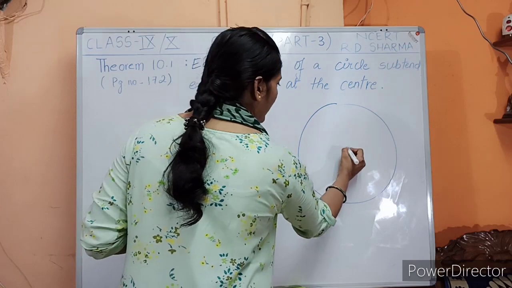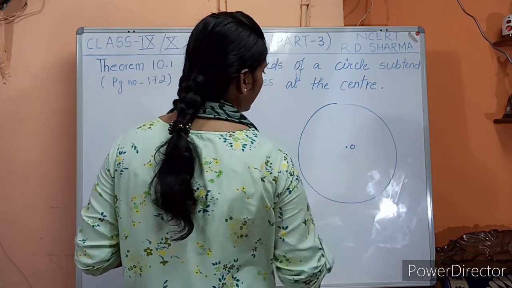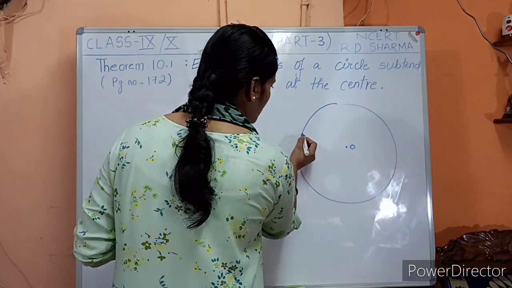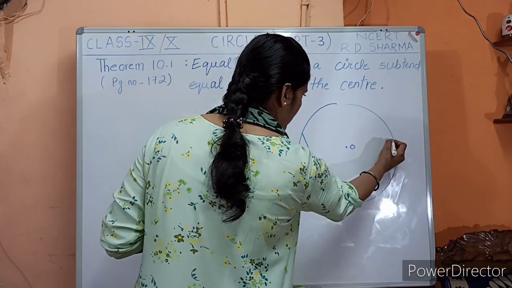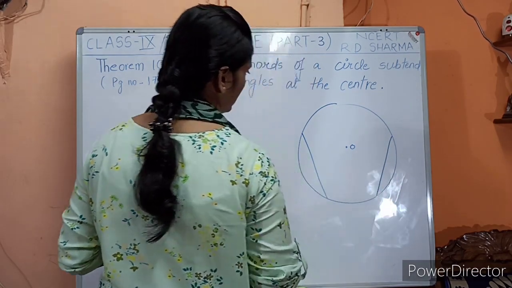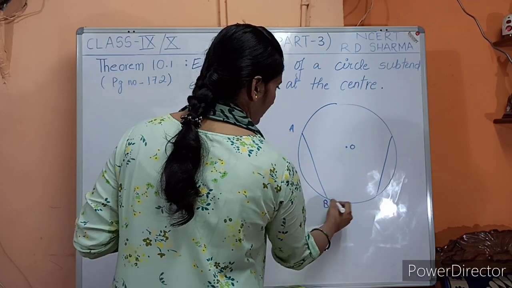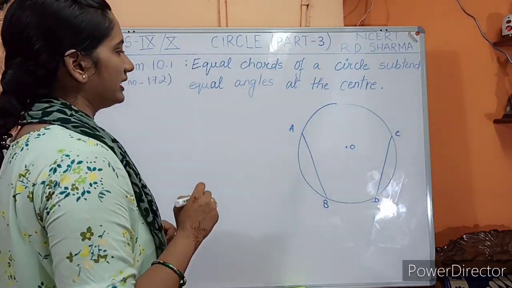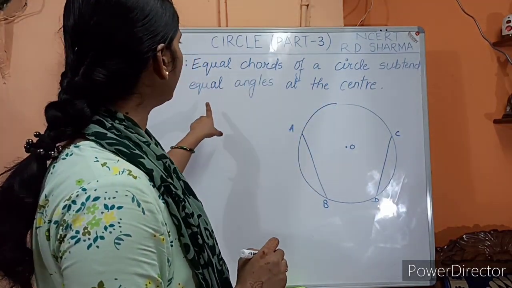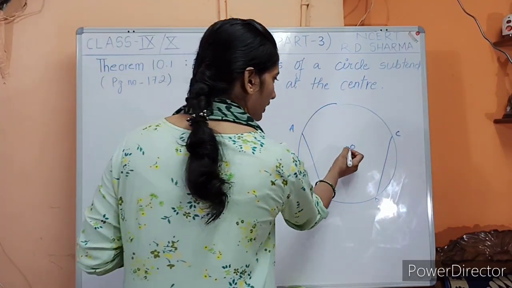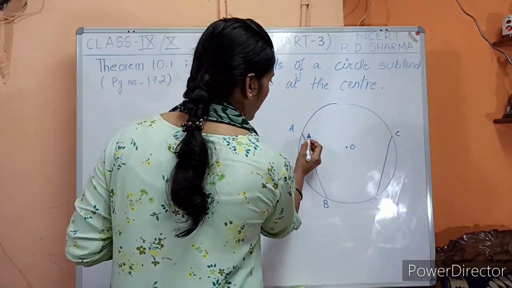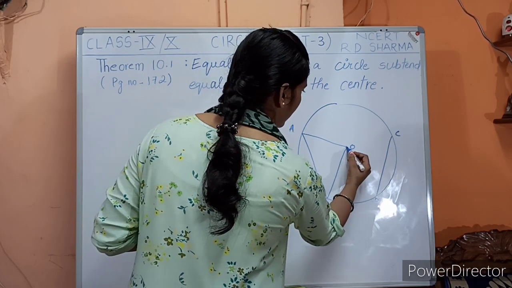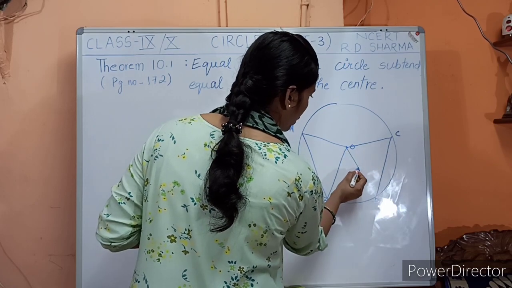Let us suppose this is a circle, its center is O. It is given here: equal chords. It means that we need to draw two equal chords. Let us suppose these two are the equal chords. Their names are AB and CD. So it says that equal chords of the circle subtend equal angles at the center. The center is this one. We join OA and OB. Similarly, we are going to join OC and OD.